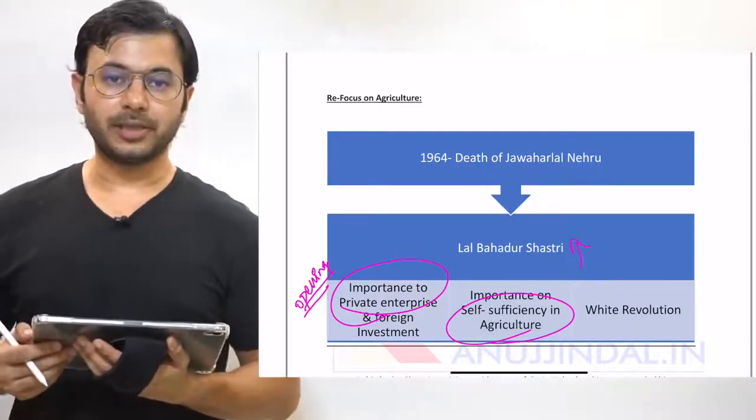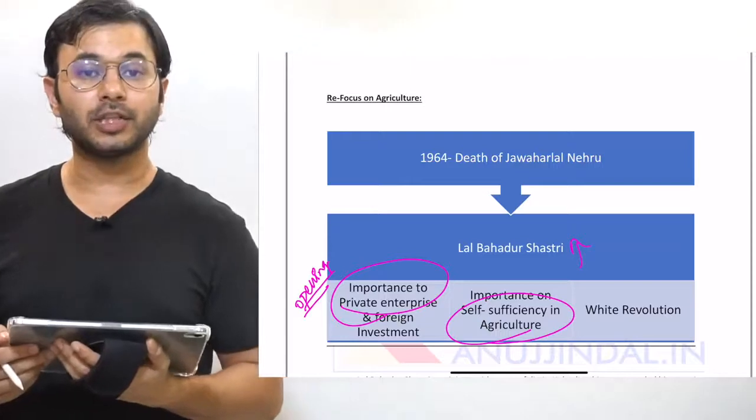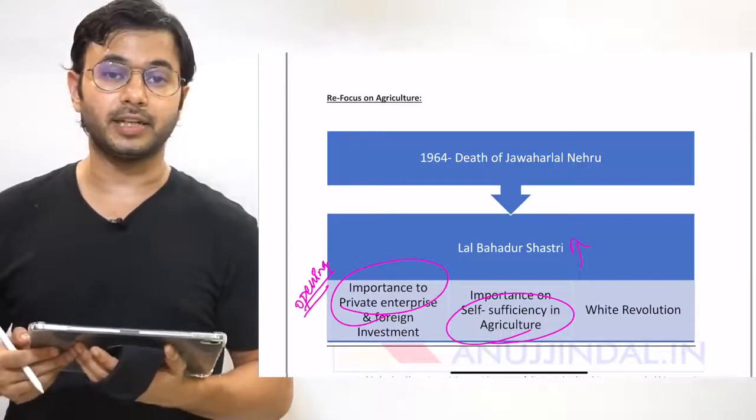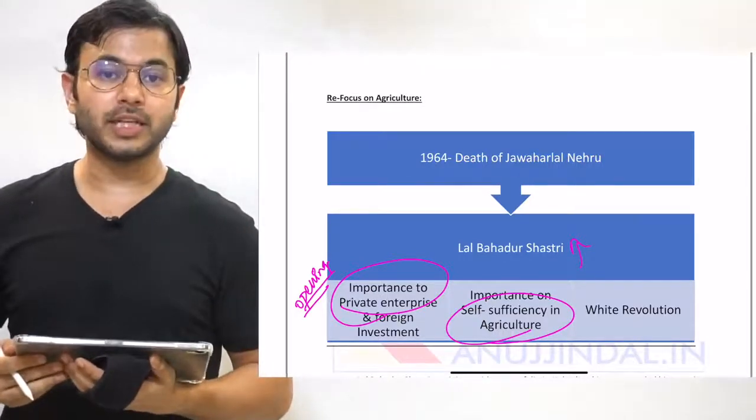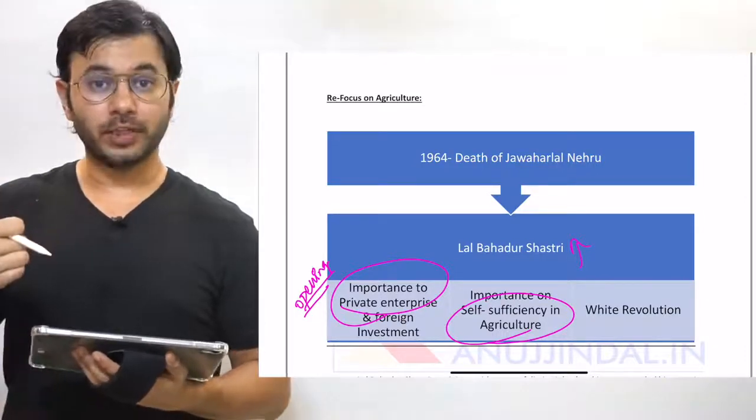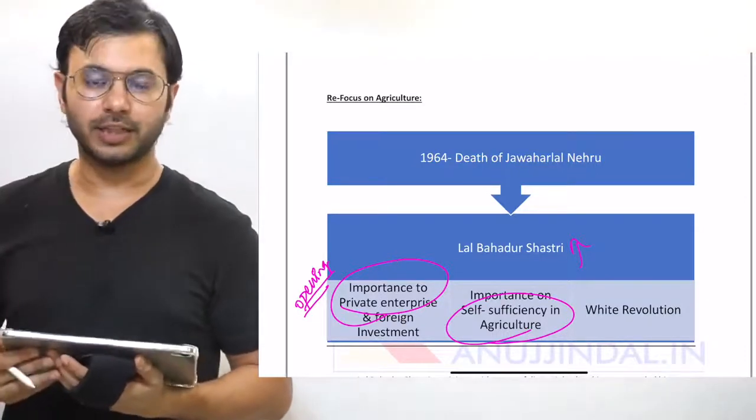The third major contribution as a part of Lal Bahadur Shastri's philosophy was the White Revolution. He understood how important the dairy industry was for the growth of India as well as for the nutritional needs of India.